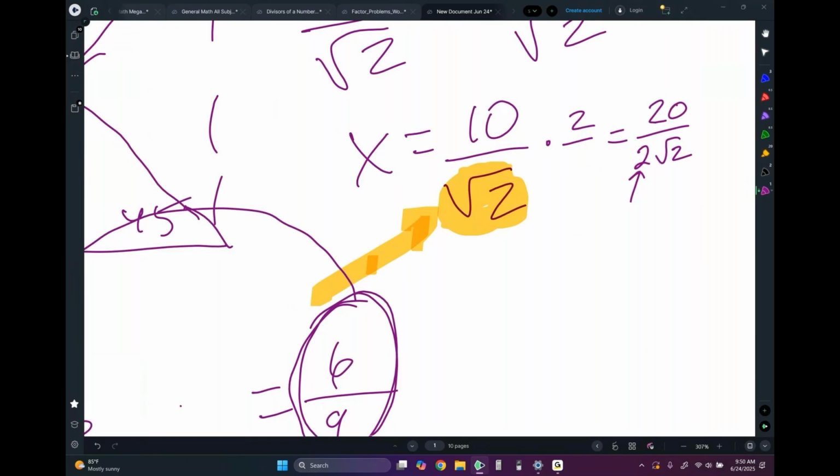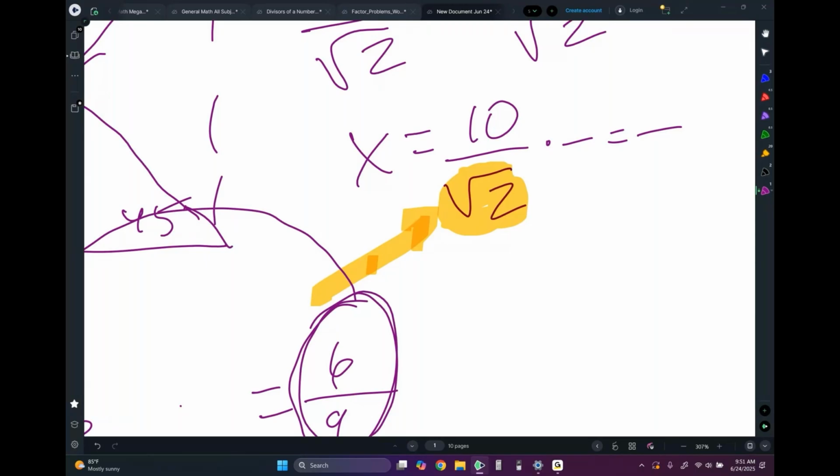Okay, so it's not 2. What else could I multiply by? Try something. 3. All right, let's do 3. So then we get 30 over 3 root 2. It doesn't help, does it? No. So when you first learned this, somebody taught it to you. It's not intuitive.